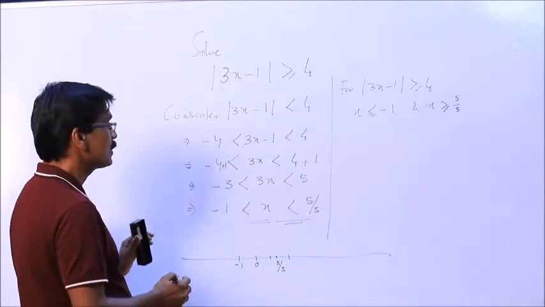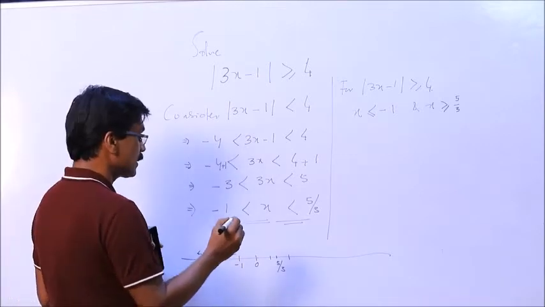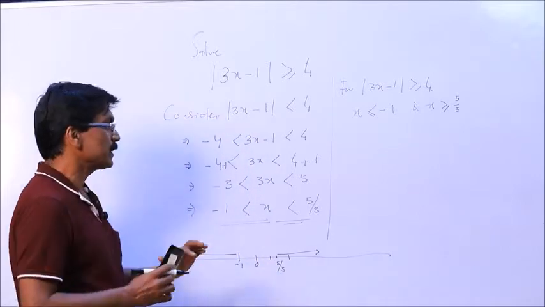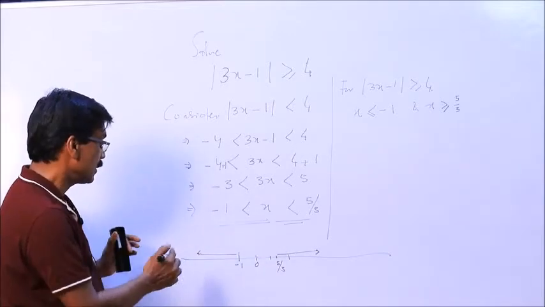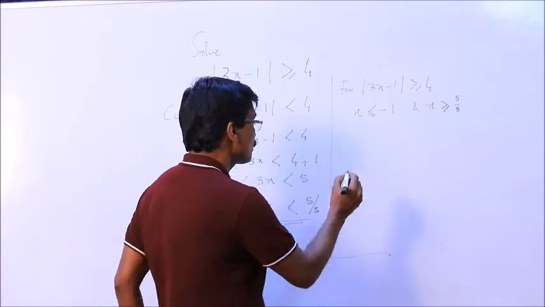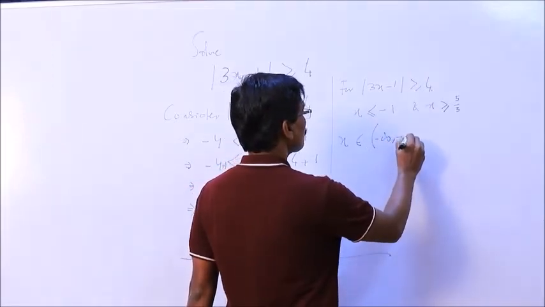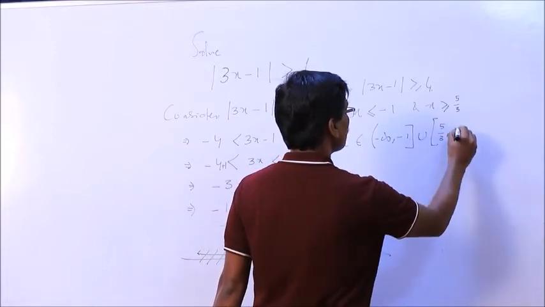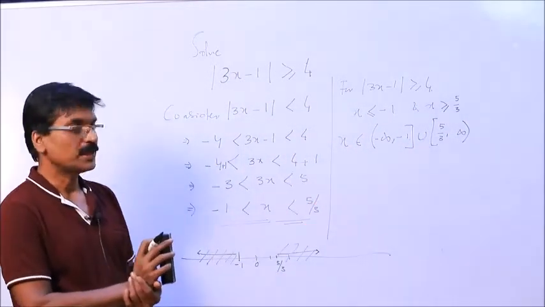So, the solution region is x less than minus 1, the opposite side, and x greater than 5 by 3. So, it has two different ends and there is no common region. It is a combination of these two parts. So, we can write the solution as x belongs to minus infinity to minus 1 union 5 by 3 to infinity. So, this is the solution region, or we can write it as an interval.